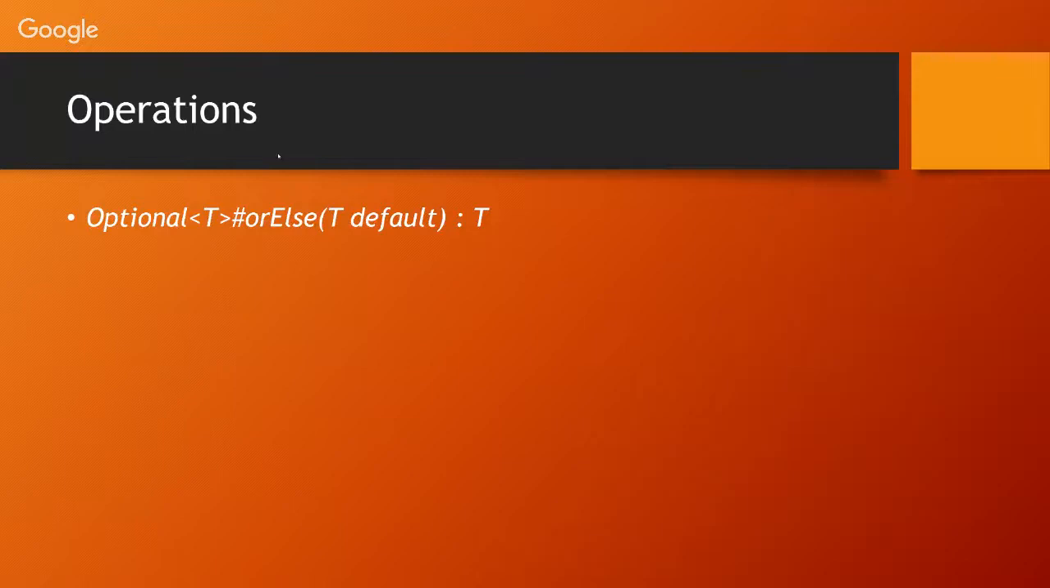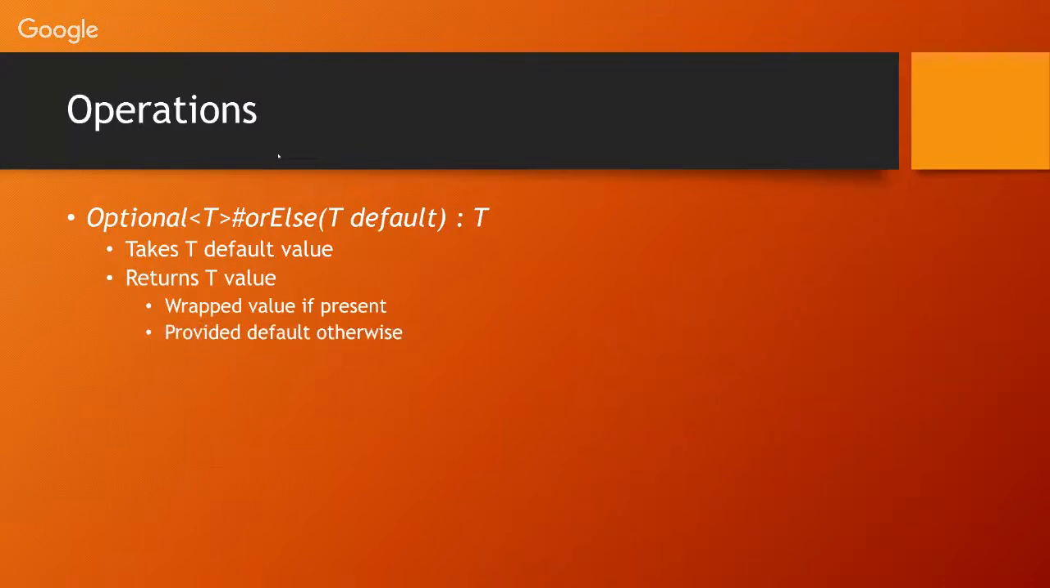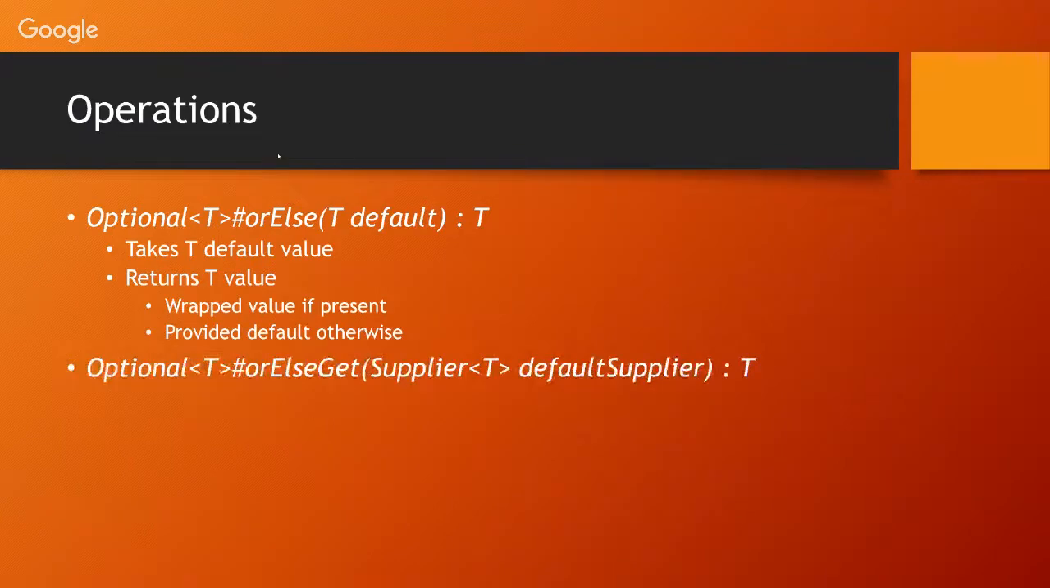The first one is orElse, which takes an argument of the type of the wrapped value in the optional. And this argument is the default value. That means if the optional is filled with a value, it returns its value, else it returns the provided default. There is a lazy version of that method, which is called orElseGet. And instead of taking a default value, it takes a default value supplier. So the default value won't be created unless the optional is empty. It's pretty useful if the creation of the default value is heavy.